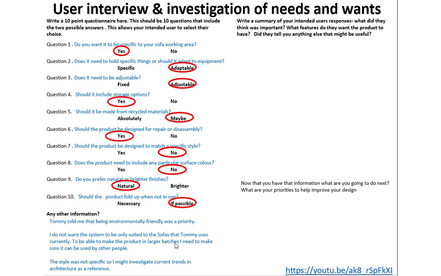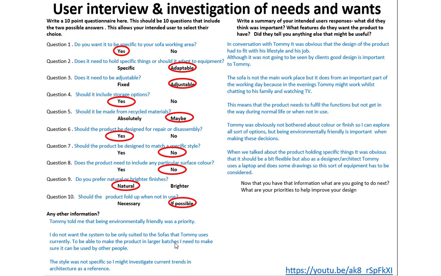So for me, being environmentally friendly is a priority. I don't want it personally to be only suited to Tommy's sofa because I think that limits the design, but I need to make sure that it does meet his sofa as well. But I'm thinking about larger scale manufacturing. He wasn't specific about the style, so I'm going to look at architecture generally as a reference. That's giving me some general points. Then a summary of the intended user's responses, and that's really getting your target market and your intended user to give you information that helps you make decisions.